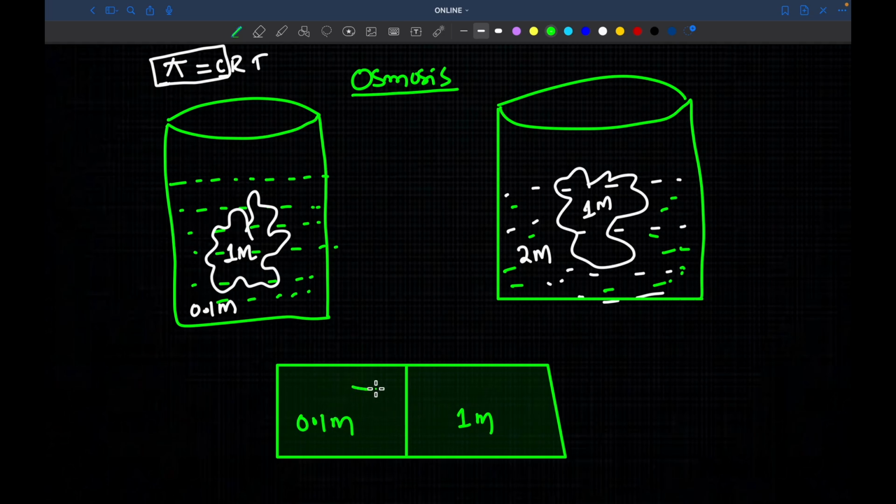From low concentration to high concentration, the movement of what takes place? Solvent particles move. So here the water will be moving out of this first chamber into the second chamber. Correct? This is what we saw first. Here, what should happen? Inside the concentration is higher, outside the concentration is lower. What should happen? Will water go inside, or will the water inside come out?